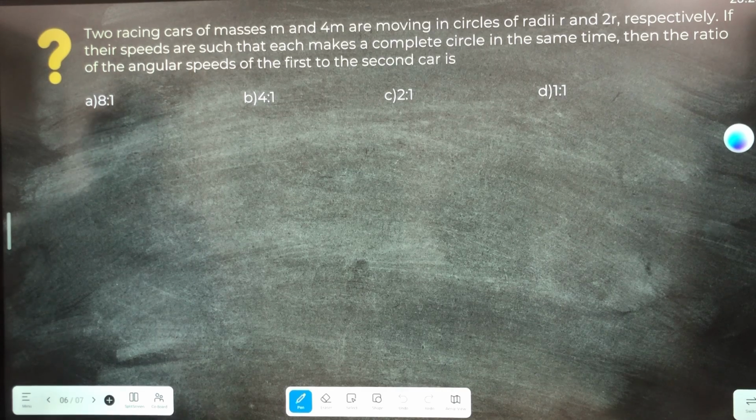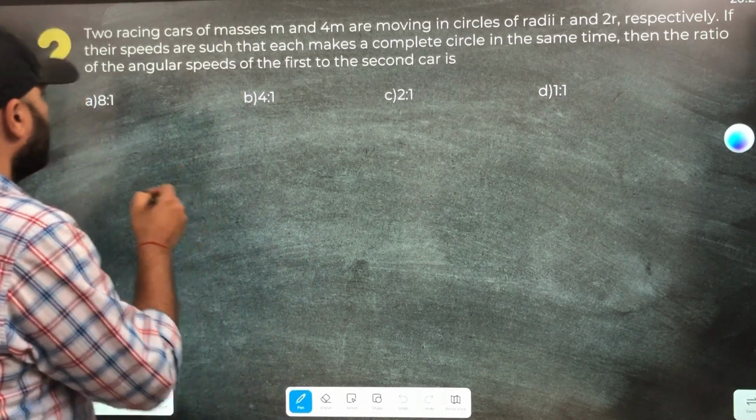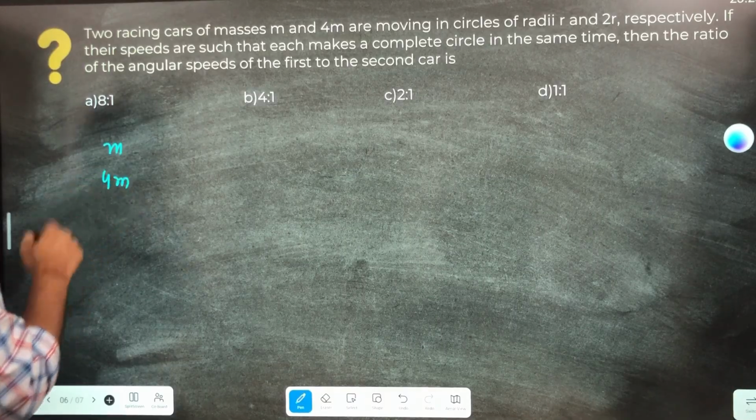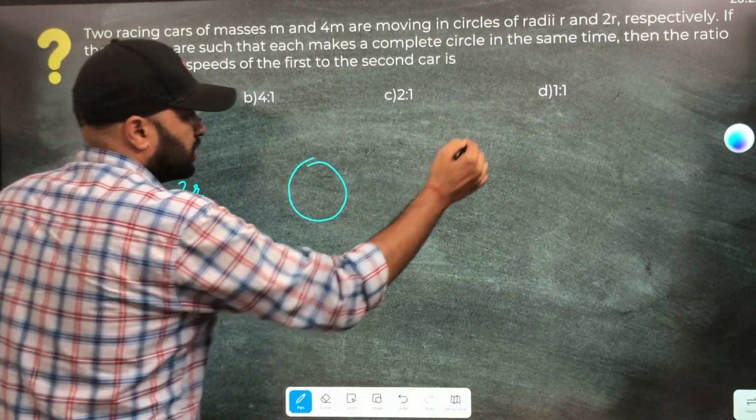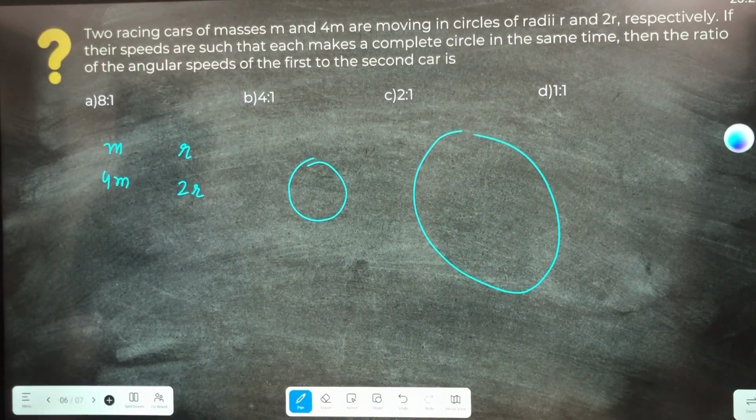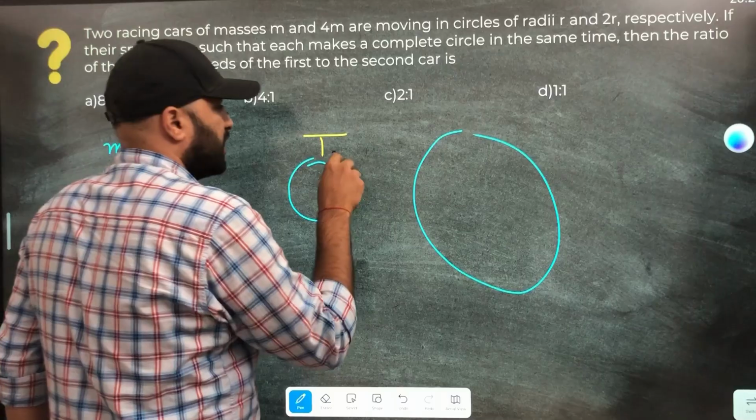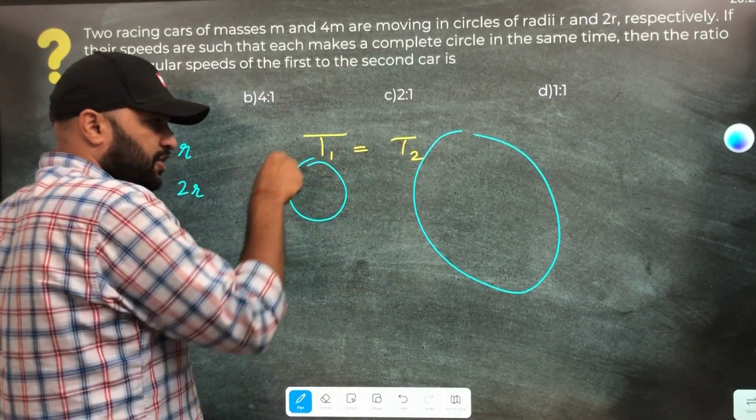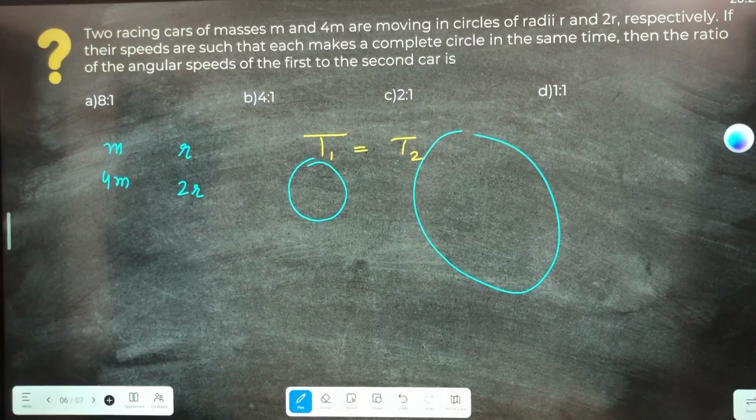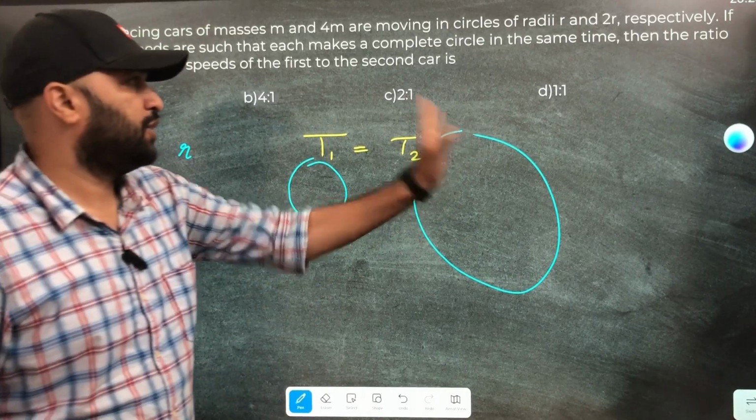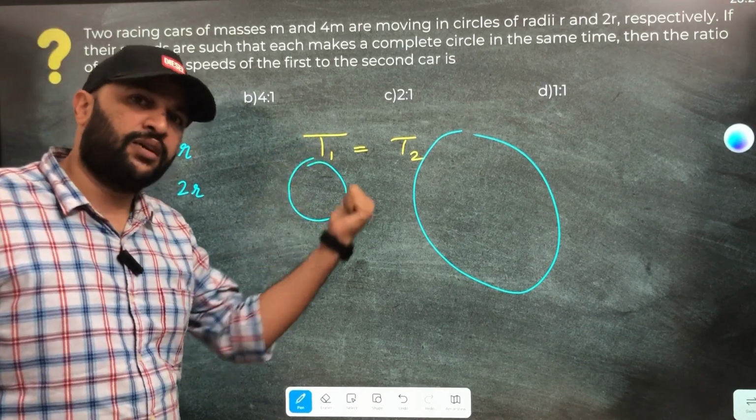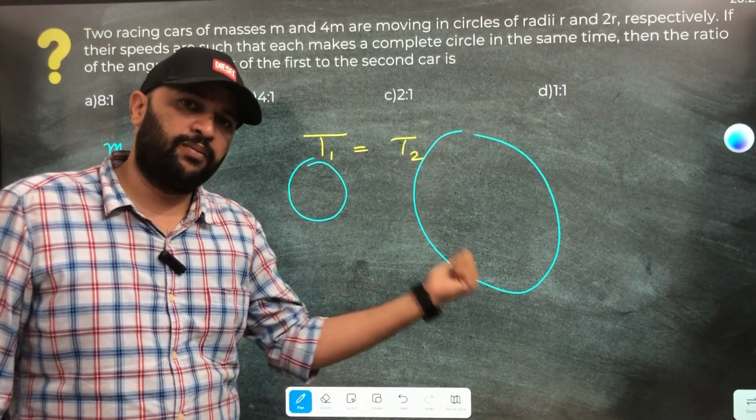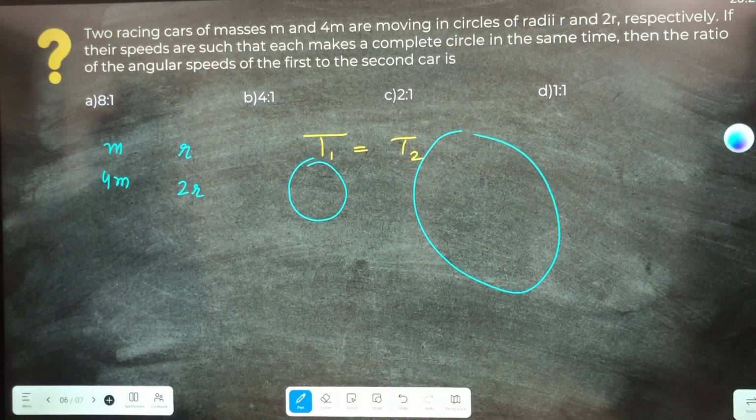Great. Our next question says two racing cars, of masses m and 4m, are moving in circles of radius r and 2r. This is r, this is 2r. If their speeds are such that each makes a complete circle in the same time, so the time period is the same, t1 equals t2. The time taken for the first car is equal to the time taken to cover the same lap for this one, t2. Time period means you started with some position and you came back to the same position. Here also you started with some position and came back to the same position. That is t2. So t1 and t2 are the same.